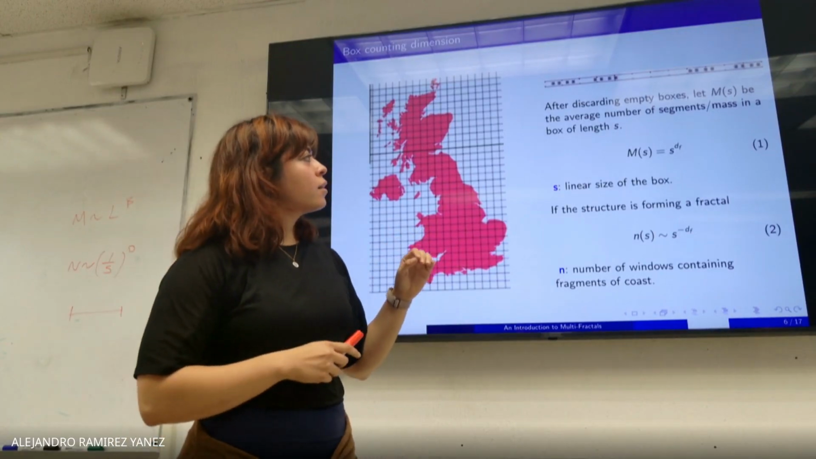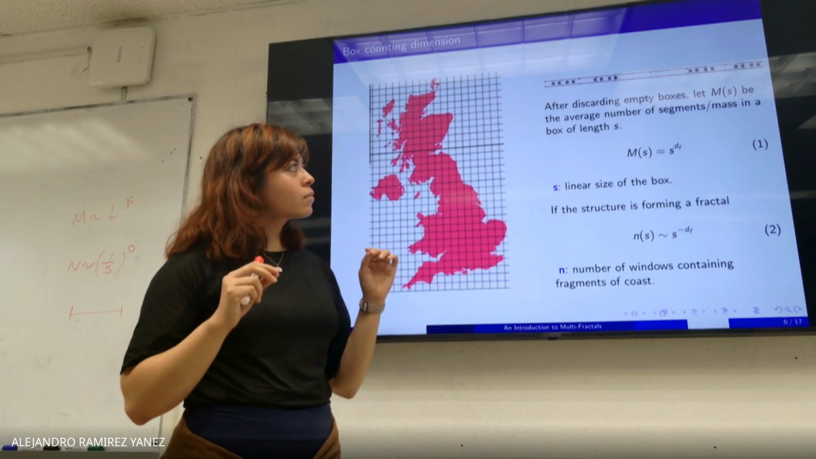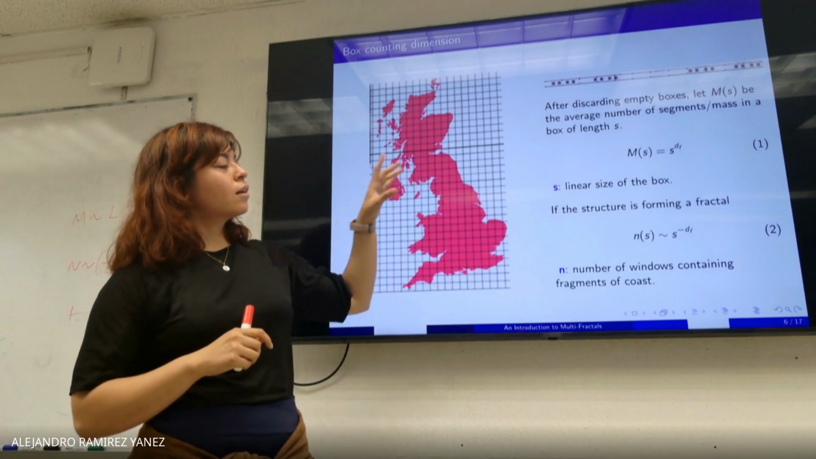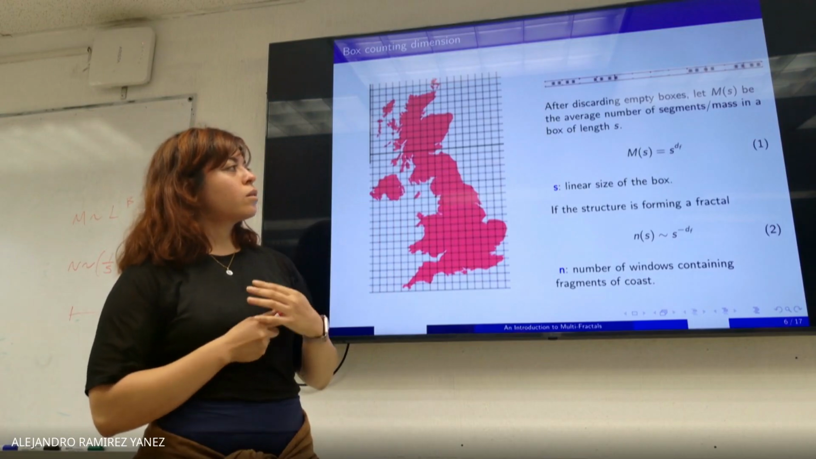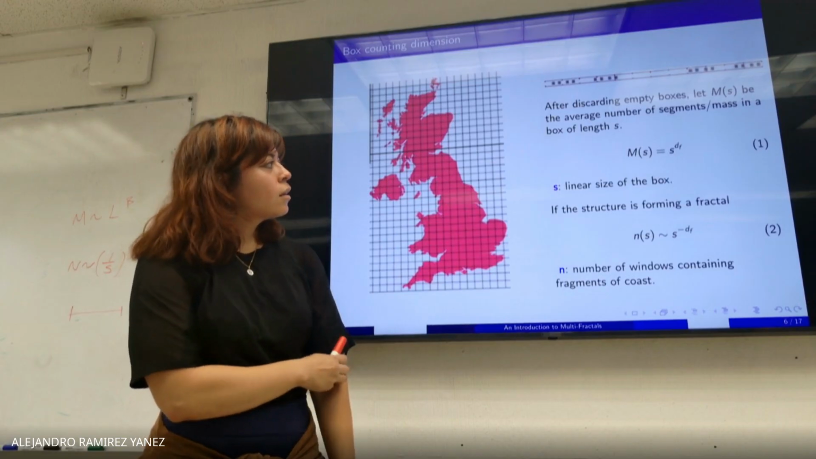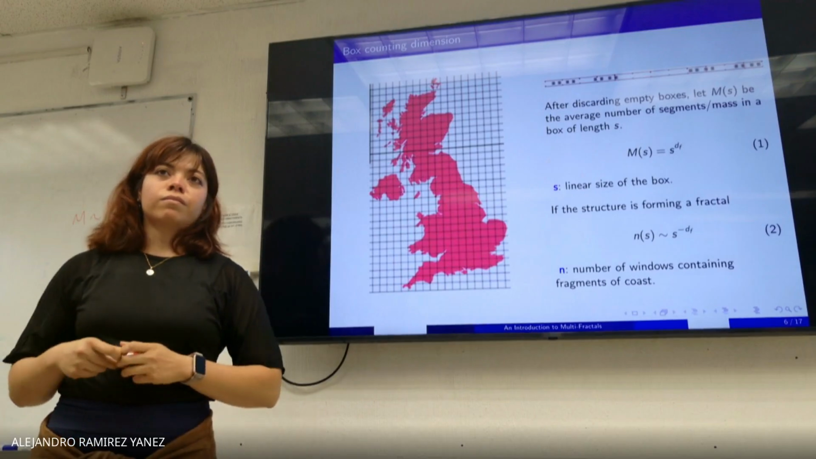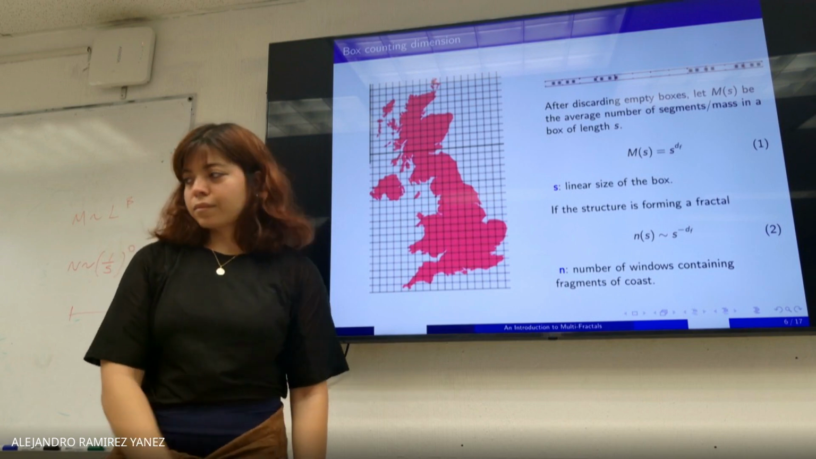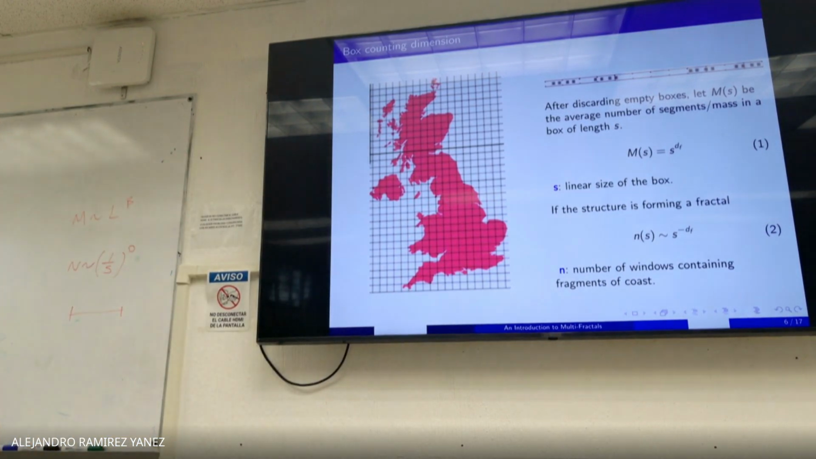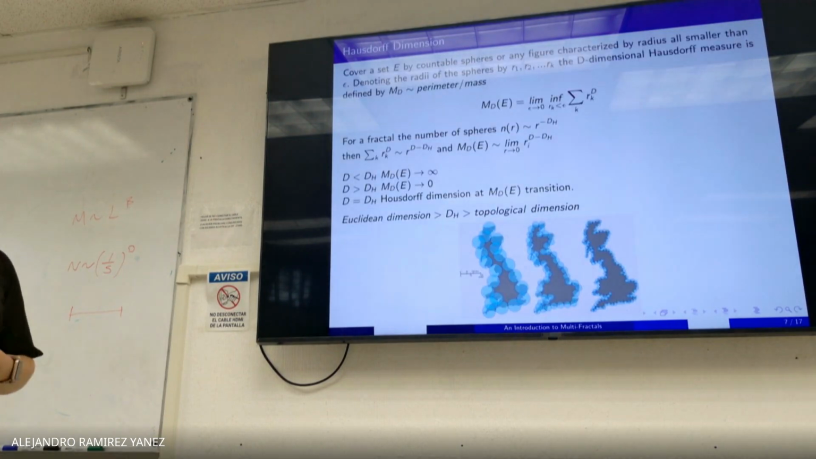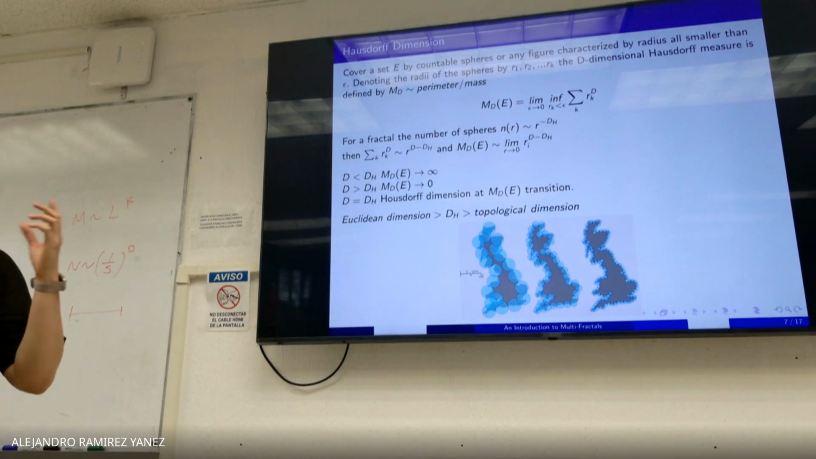And there is another similar definition, where you discard the empty boxes and then M(S) is the average number of segments or mass in a box of length S. This definition is more for calculations. Now, this is very used, but it's not the most strict fractal dimension you can take from a real fractal.